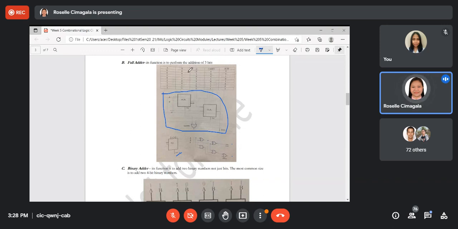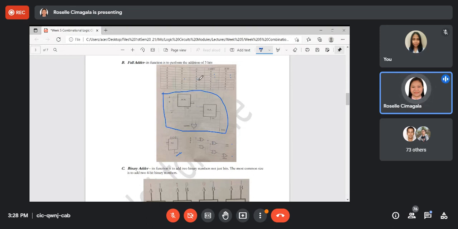And then 0, 0, 1. So, 0 plus 0 is 0. 0 plus 1, the sum is 1, carry 0, correct? 0, 1, 0. 0 plus 1 is 1. 1 plus 0 is 1, carry 0. So, for the first 3, wala pa carry. And then, ang carry naa sa last, kay duha na ka 1 ang involved, no?